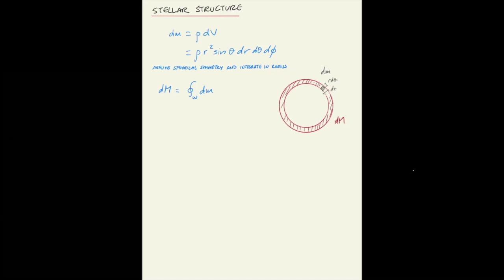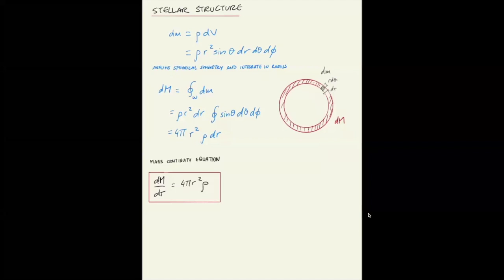So if you integrate this, using the expression for d little m equal to rho r squared dr times the integral in solid angle, sine theta, d theta, and d phi. And of course, the integral in solid angle is 4 pi. So that gives you 4 pi r squared rho dr. If we divide both sides by dr, then we have the mass continuity equation.